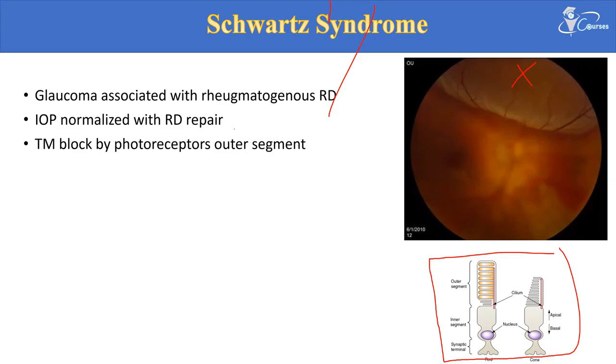So again, this is a very common question in the exam. In the Schwartz syndrome, what is blocking the trabecular meshwork? It will be the photoreceptor outer segment. So this is the reason why those patients have high intraocular pressure, and usually the intraocular pressure will normalize after the retinal detachment repair.